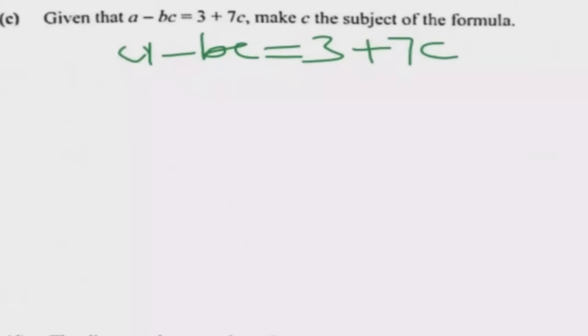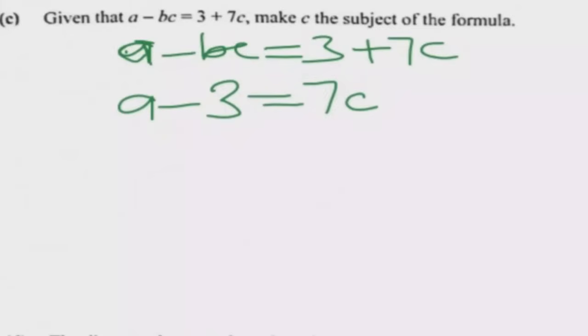Okay, so to make C the subject of the formula, I'm going to put all the terms that have got C in them together. So that means we are going to have A, then 3 will cross the equal sign and become a negative. This is positive 3. It crosses the equal sign and becomes a negative. So A minus 3 is equal to 7C. Then BC is a negative, it's negative BC, then when it crosses the equal sign it will be plus BC.